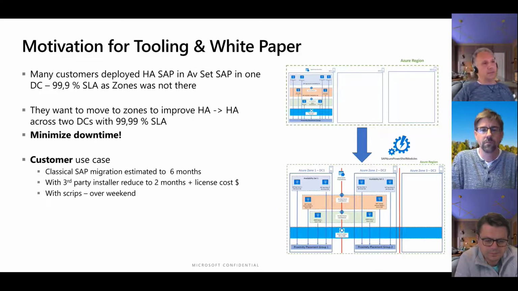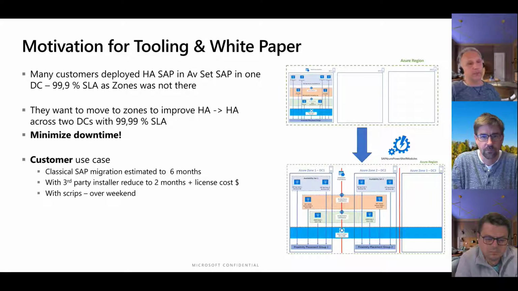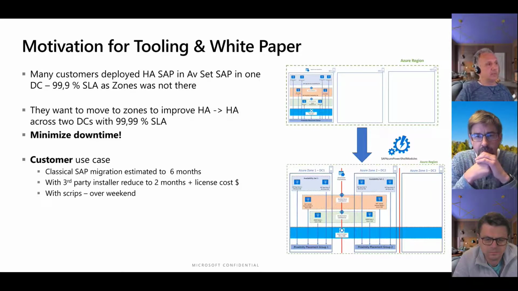They estimated that a classical migration to the zone, meaning you need to provide a new infrastructure, then you need to do a homogeneous system copy, would take them 6 months. Now, another idea is to use a third-party installer or any other installer, which typically many are offering, let's say, also only for HANA, but not for the other databases. But even for HANA, the estimation was to reduce the downtime to 2 months. But still, you need to do certain post-configuration steps, and you would also have some kind of license cost as well.